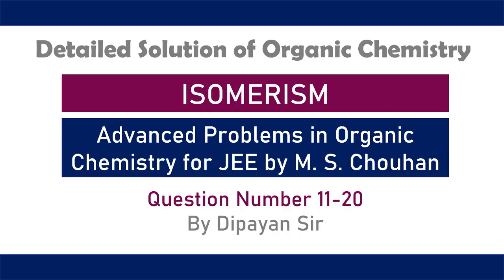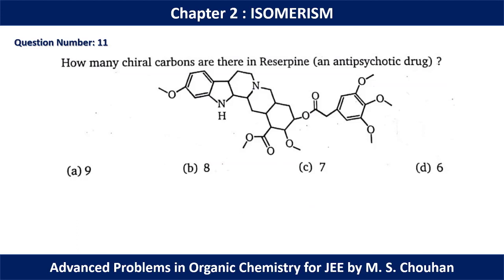Hello students, in this video we are going to discuss question number 11 to 20 of isomerism from Advanced Problems in Organic Chemistry for JEE by MS Chauhan book. In question number 11, how many chiral carbons are present in the following molecules? We have to find the number of chiral centers here.